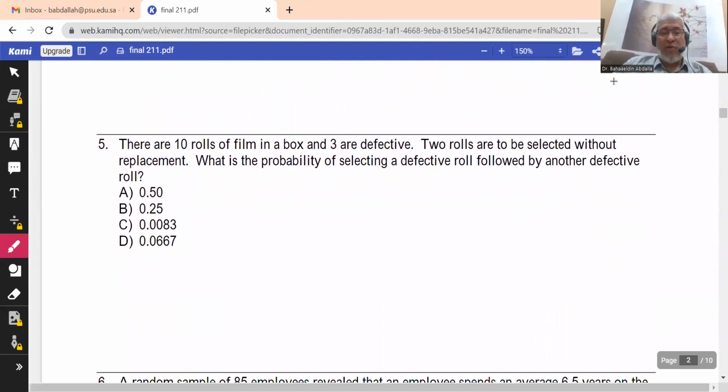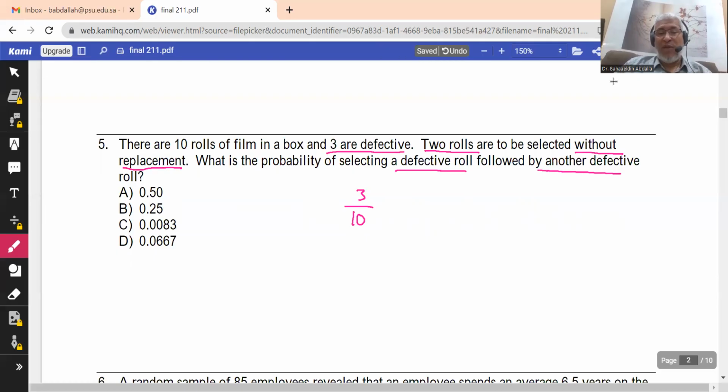There are 10 rolls of film in a box and 3 are defective. So 3 of them are defective. 2 rolls are to be selected without replacement. Without replacement, we do not put the first roll back. What is the probability of selecting a defective roll followed by another defective roll? So the probability of selecting the first roll to be defective, we have 3 defectives, so 3 over the total number of rolls, which is 10.